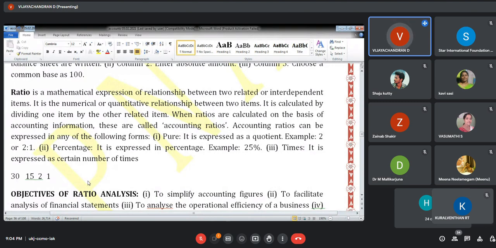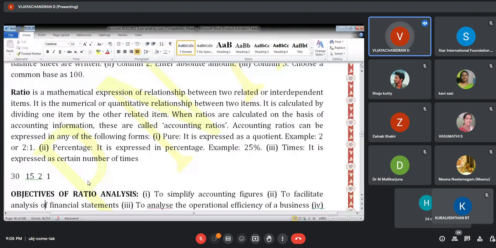The turnover ratio is expressed in the form of times, number of times. Suppose I'm asking for the working capital turnover ratio, you should say 30 times, 10 times, like that. Your answer will be in the form of times. And solvency ratio, I may ask for the debt equity ratio or capital gearing ratio. Every solvency ratio, may be short-term solvency: current ratio, liquidity ratio, absolute cash ratio; or long-term solvency: debt equity ratio, proprietary fund ratio, capital gearing ratio.